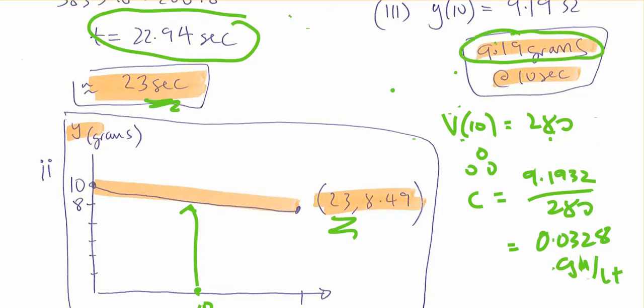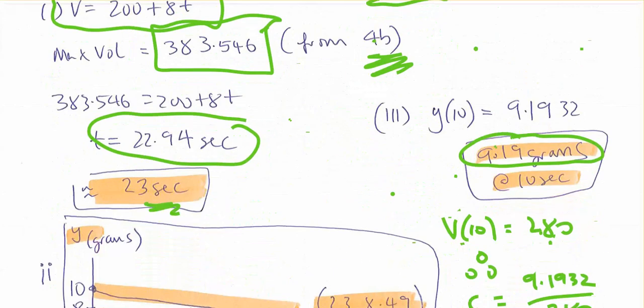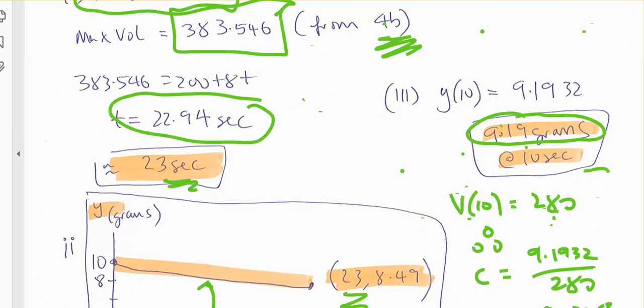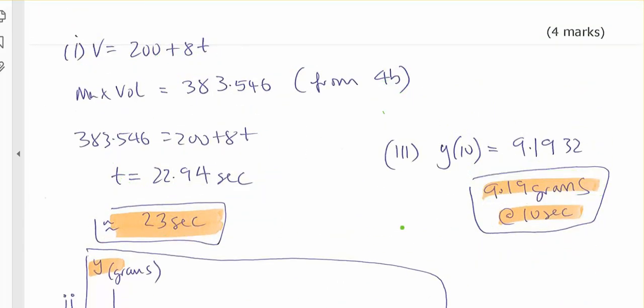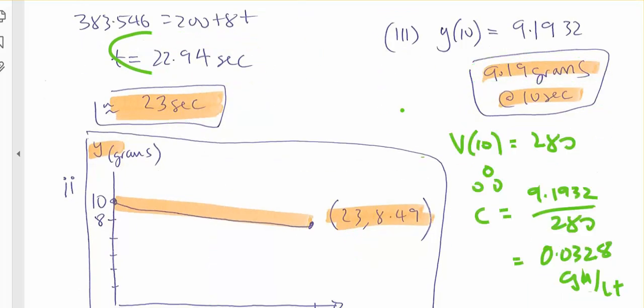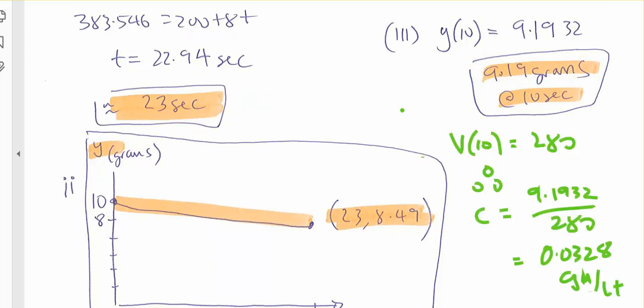But that's not the answer to the question, because the question actually asked for concentration. So at 10 seconds, the volume is going to be 280, because it's going to be 200 plus 10 lots of 8. So the concentration should be 9.19232 divided by 280, which is 0.0328 grams per millilitre. And I think that's all the questions you have.